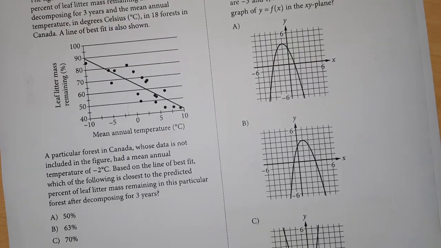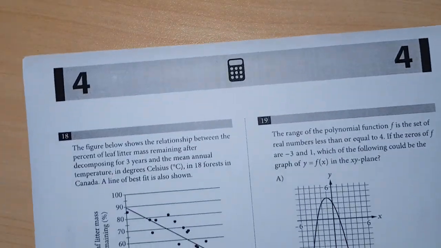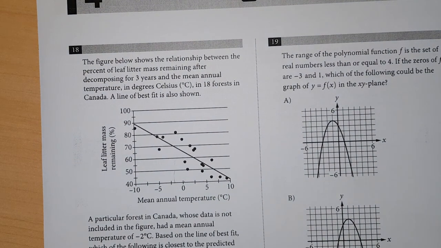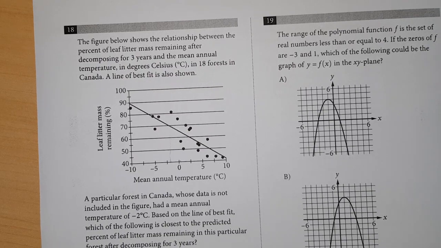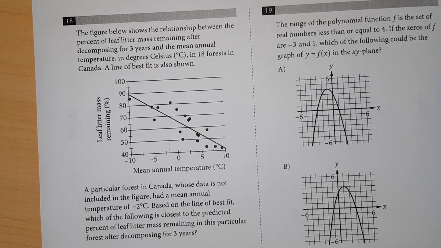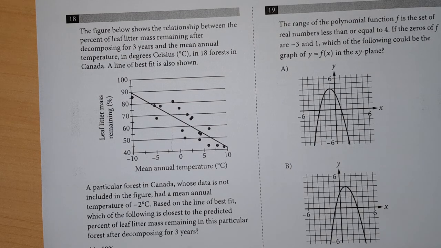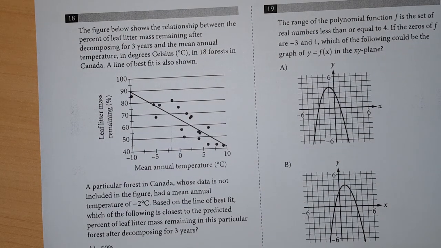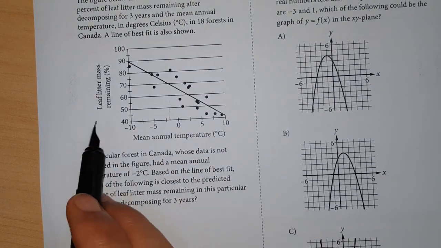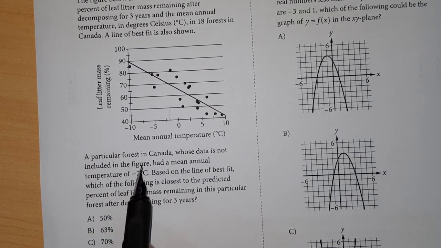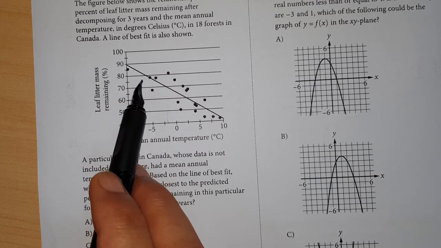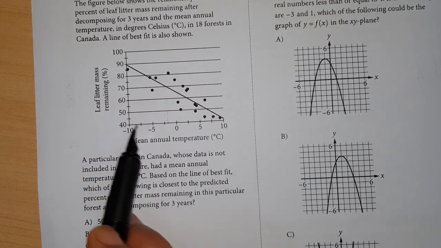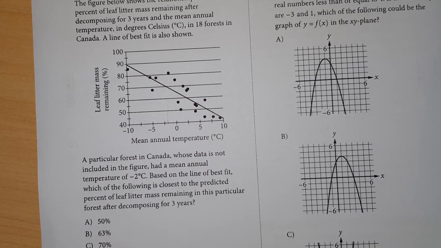Okay, number 18. The figure below shows a relationship between the percent of leaf litter mass remaining after decomposing for 3 years and the mean annual temperature in degrees Celsius in 18 forests in Canada. A line of best fit is also drawn. This is the line of best fit, and this is the leaf litter mass remaining. When you cut a leaf from a tree, the weight is high, and after that, when you leave it to dry, the weight becomes very small because it loses all the water inside its tissue.